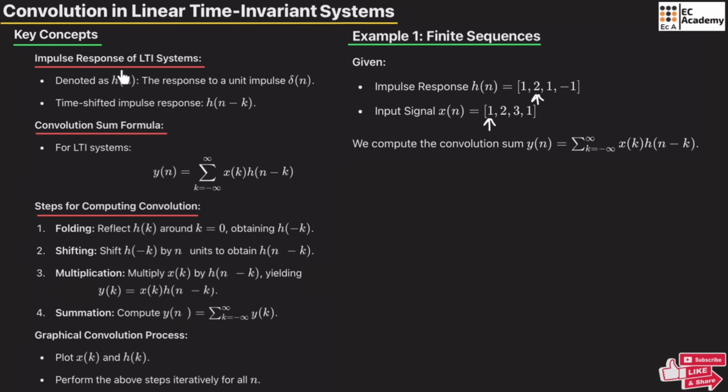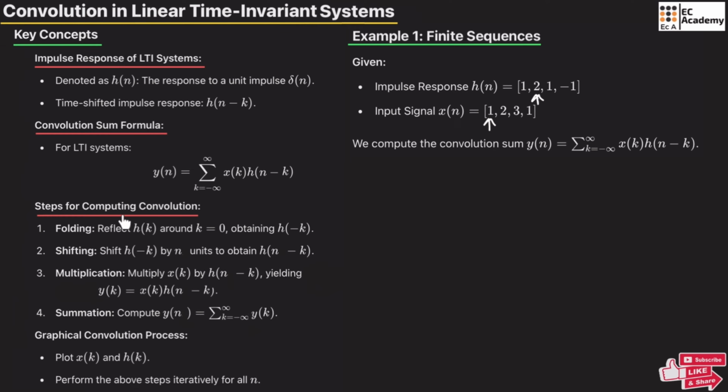Here h of n represents the impulse response of the system for the input delta of n, which is unit impulse. So we can write the time shifted impulse response as h of n minus k. So this is used in our formula of convolution sum. If we are having two sequences x of n and h of n, we can write the formula for convolution sum as y of n is equal to summation of k is equal to minus infinity to infinity x of k h of n minus k. So here k represents the index that specifies the range of the sequence which we use.